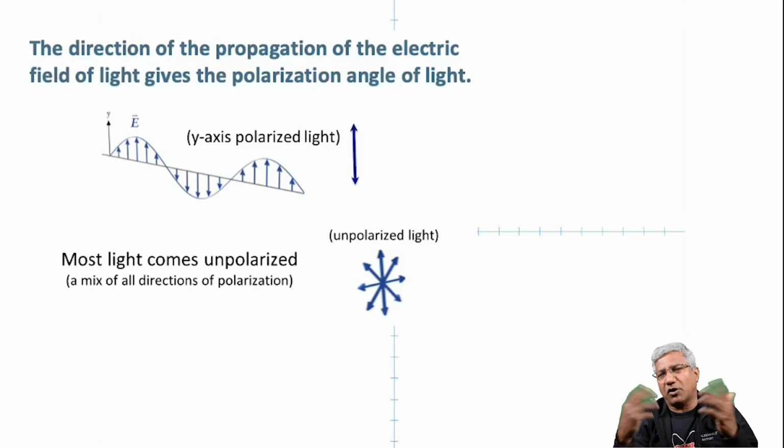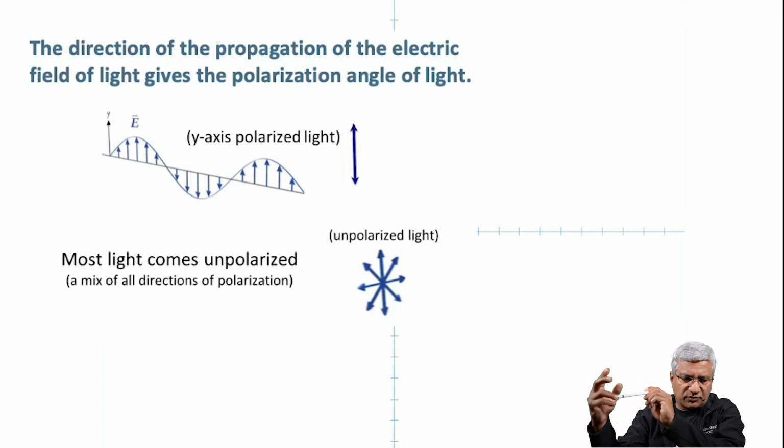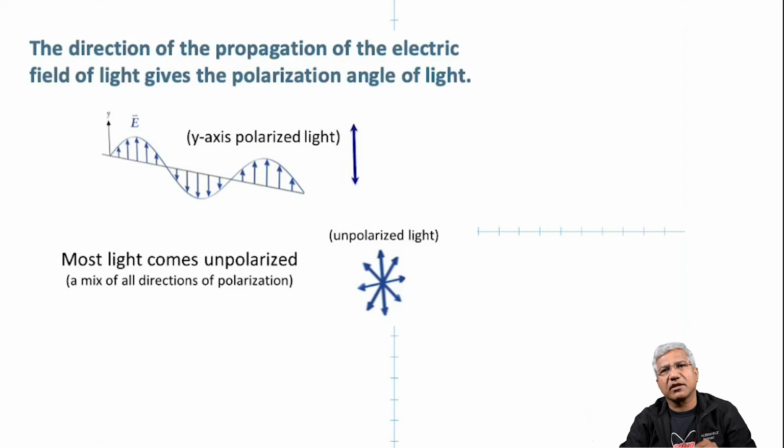So in ordinary unpolarized light, if you have light coming towards you, you will have vibrations in all planes, because this electric vector, as it moves, is also rotating. Remember that. So in unpolarized light, you have vibrations in all planes. But when you polarize it, you restrict the vibrations to just one plane. So that's what you mean by polarization of light.